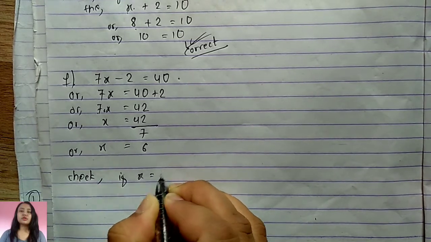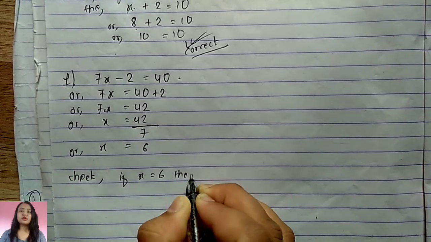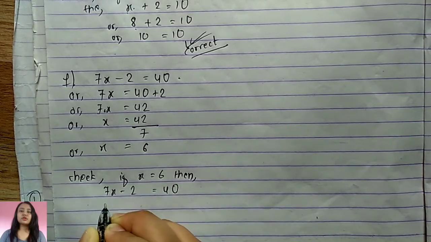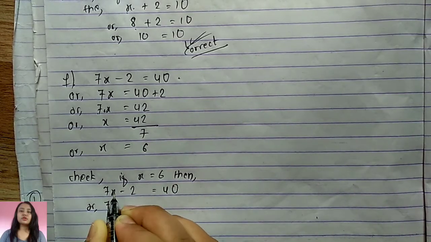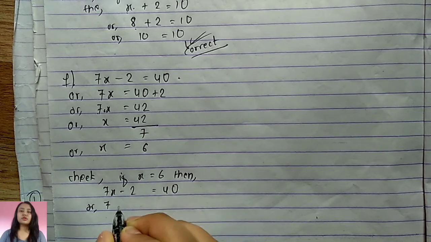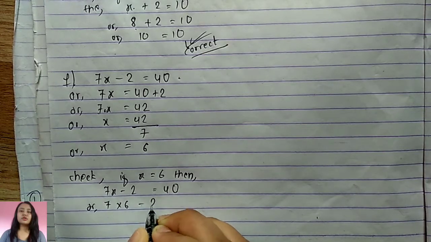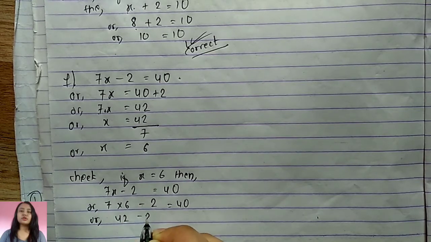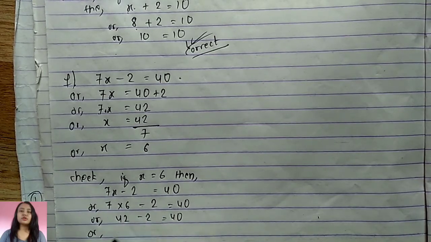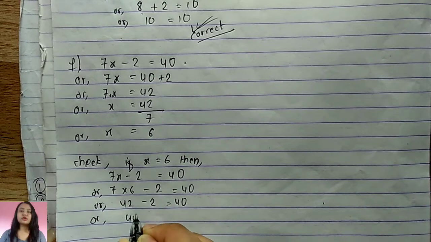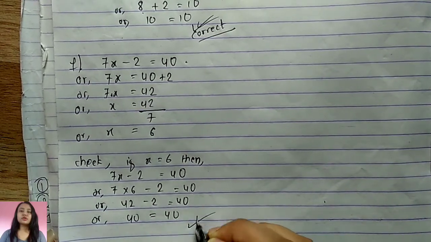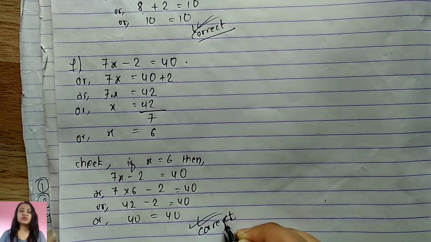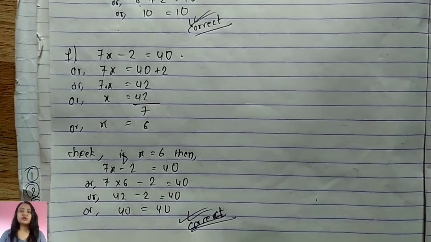If x equals 6, then 7x minus 2 equals 40. What is the value of x that we have found? Yes, it's 6. So 7 into 6 minus 2 equals 40. And 7 6s are 42, minus 2 equals 40. 42 minus 2 is 40, equals 40. Yes, it's correct. So this is how you have to solve the given equation and find the value of x.